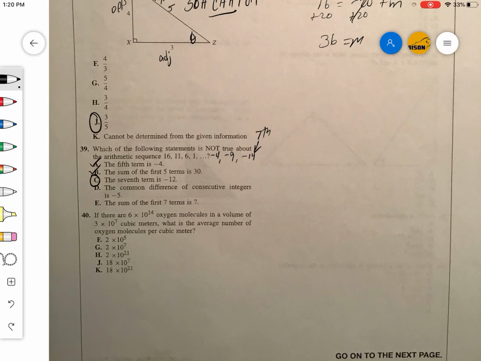But you know how I like to do these. This isn't taking me all that long, so I'm going to try the other two just to make sure. The common difference of the consecutive integers is negative 5. Yes, that checks out. We talked about that a second ago.